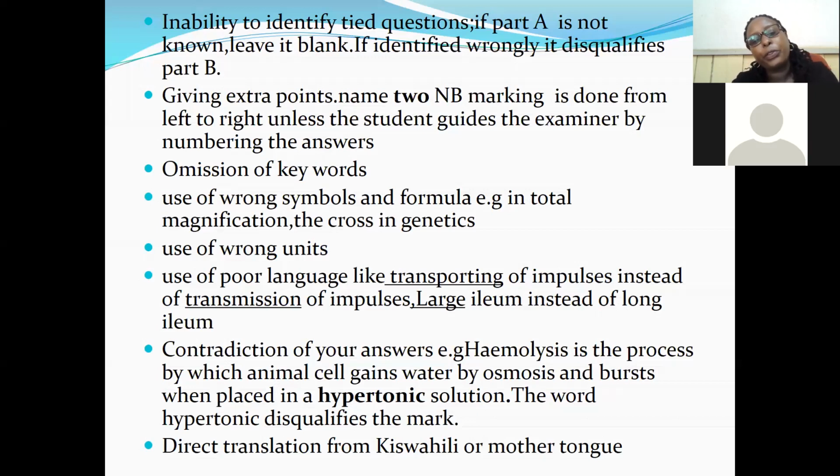Another point on how the students lose marks is by use of wrong units.